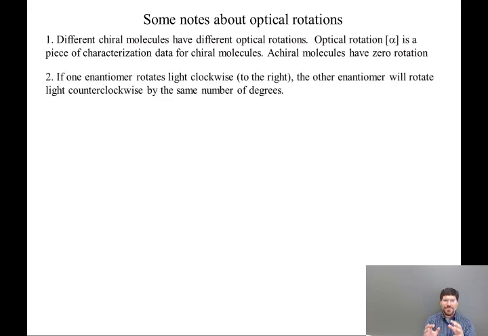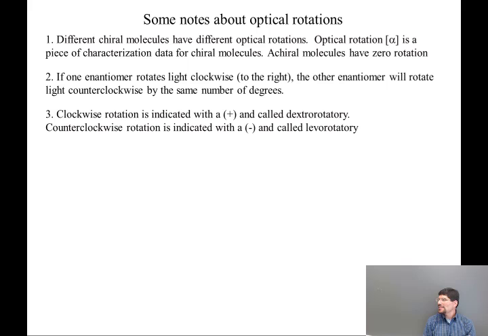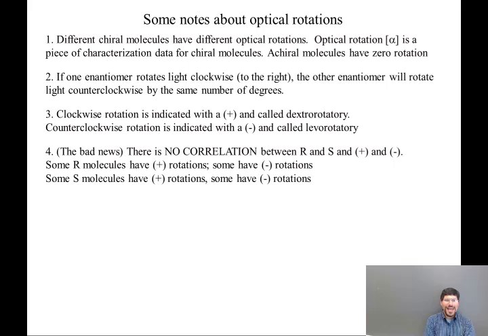Secondly, if one enantiomer of a particular chiral molecule rotates the light clockwise or to the right, the other enantiomer will rotate the light counterclockwise to the left by the same number of degrees. Okay, that's an important point. Clockwise rotation is indicated with a plus sign, and it is referred to as being dextrorotatory, from the root for to the right. Counterclockwise rotation is indicated with a minus sign, and it is called levorotatory.